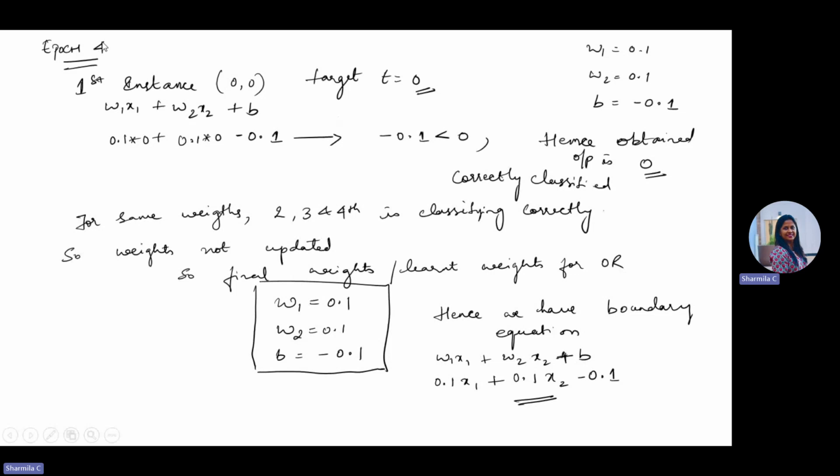So this is how we train the perceptron, learn to adjust the weights, and finally come up with the boundary equation. So this completes the OR Boolean function for the given initial weights, and these are the final weights that we have got. In a similar way, you can also perform the operation for AND, NOR, NAND, and other Boolean functions. Thank you.